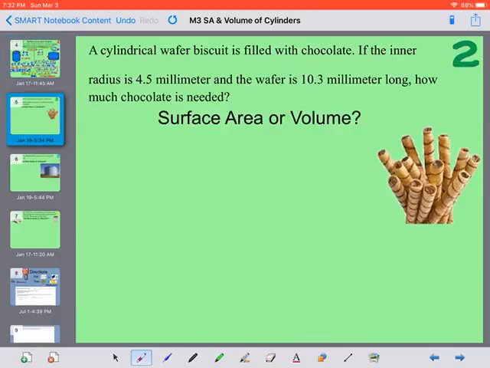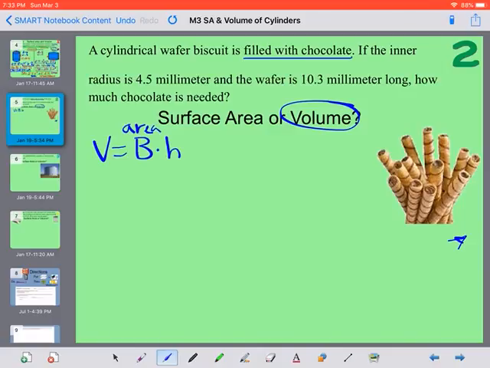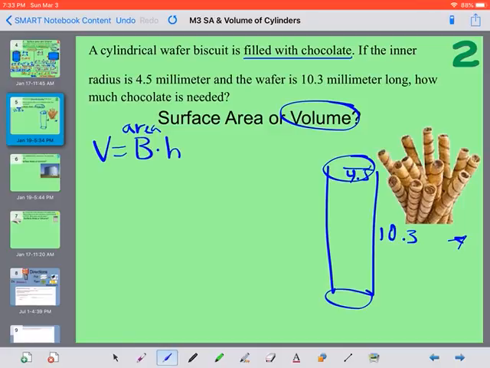All right, slide 2. A cylindrical wafer biscuit is filled with chocolate. These are really good. I love them. If the inner radius is 4.5 millimeters and the wafer is 10.3 millimeters long, how much chocolate is needed? So it's filled with chocolate. So we're actually looking for the volume. So volume is area of the base times the height. And I'm just going to draw a picture here of a cylinder. They told us the radius is 4.5 and the height is 10.3 millimeters.